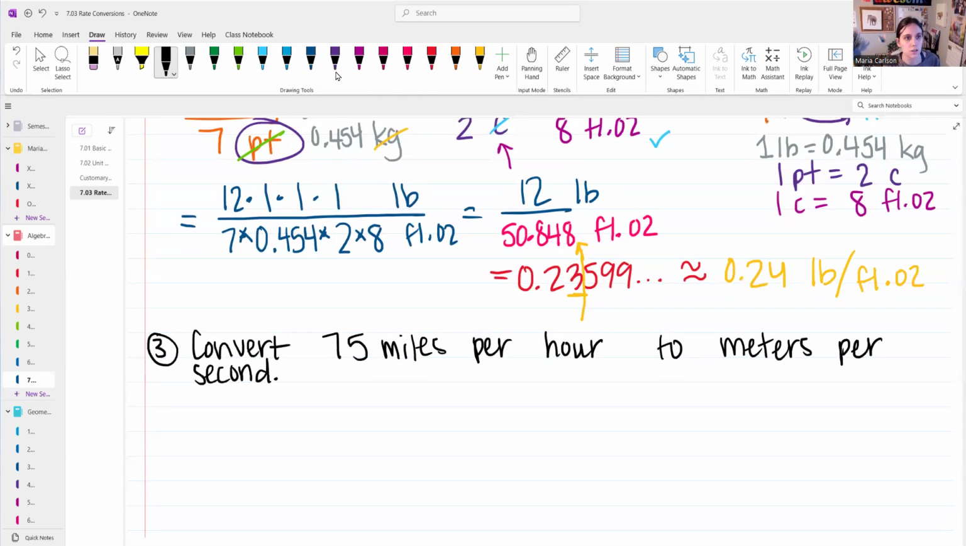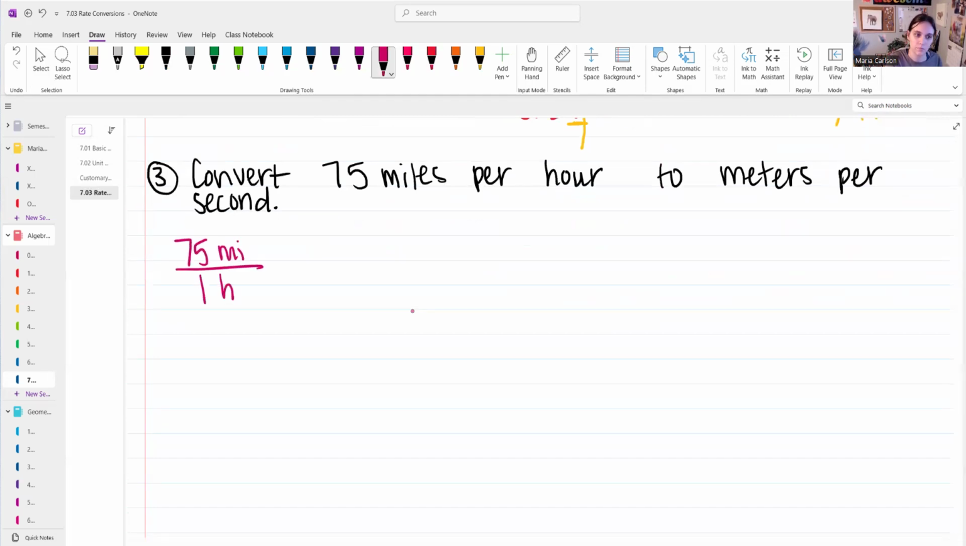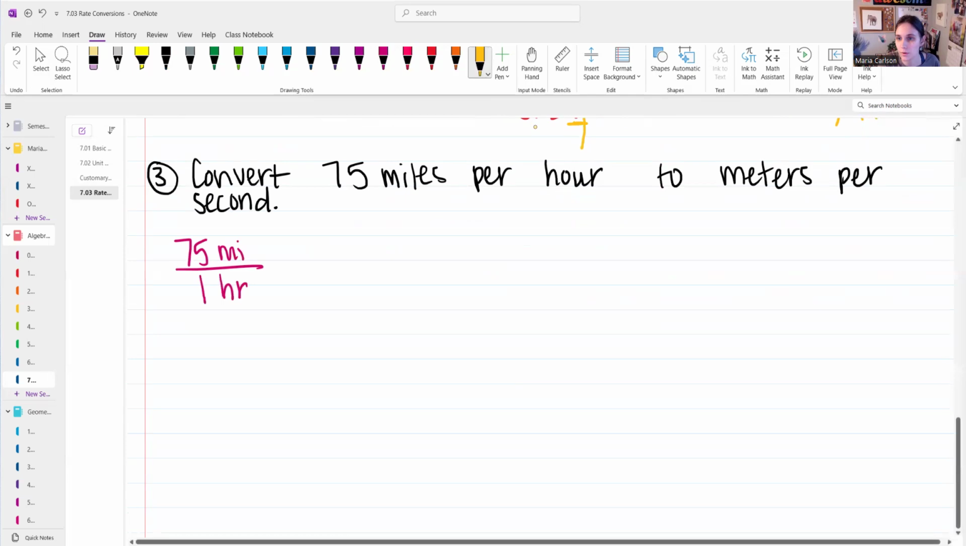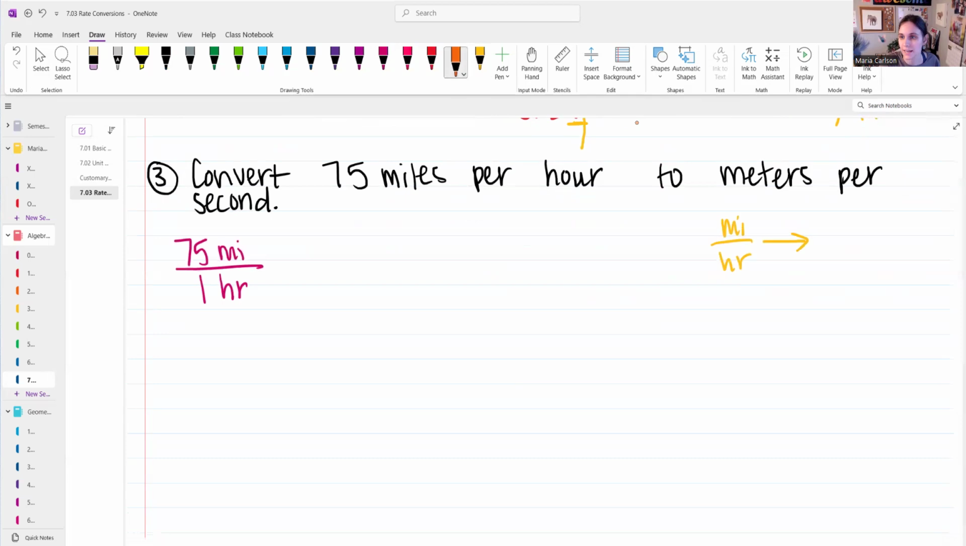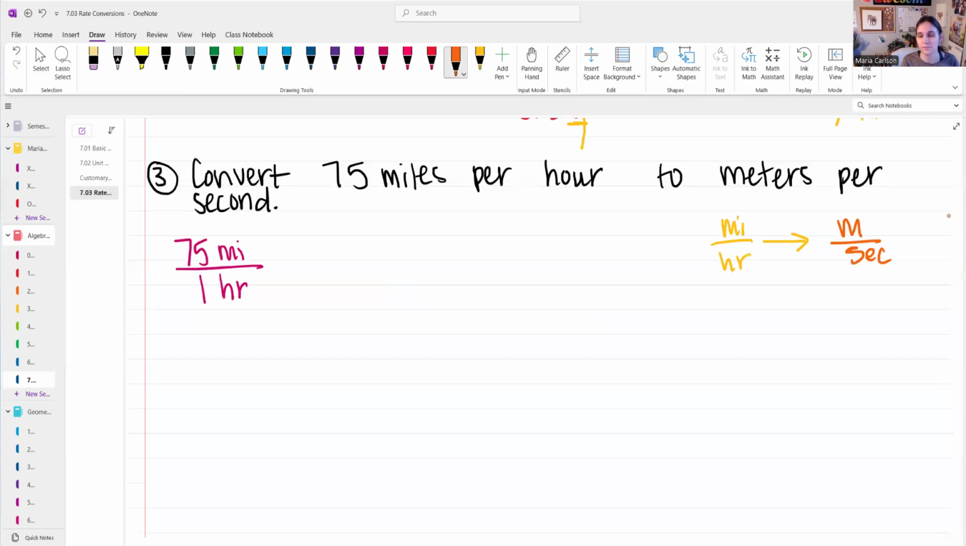Okie dokie. So let's start with this color. We have 75 miles per 1 hour using the original rate. And our goal is to convert miles per hour into meters per second. So M per S. I'm just going to use S because a lot of times that's how you see meters per second, but other places will use SEC. Either way.